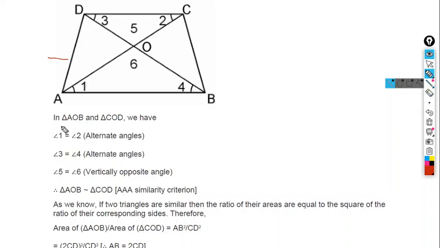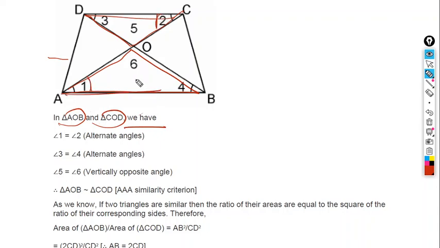Now in triangle AOB and triangle COD, this triangle AOB and this triangle COD, we have angle 1 is equal to angle 2. Why? Because AB is parallel to DC and AC is the transversal. So angle 1 is equal to angle 2, and they are alternate angles.